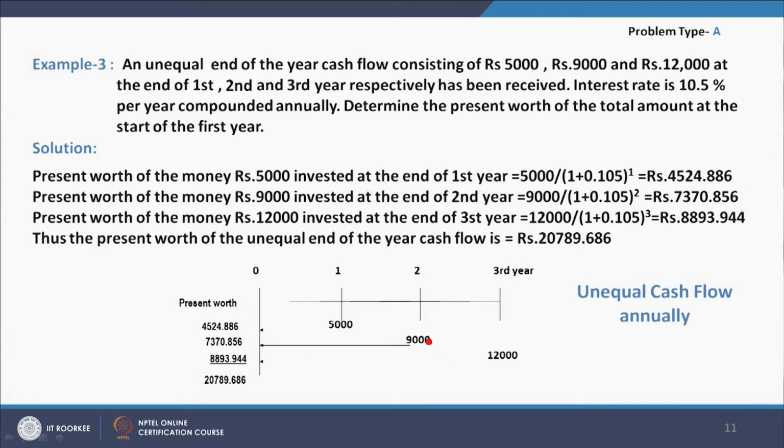4,524.886. If now 9,000 is brought to its present value, it is 7,370.856 and if 12,000 is brought to the present value, it is 8,893.994 and when we add all these present values, it is 20,789.686.